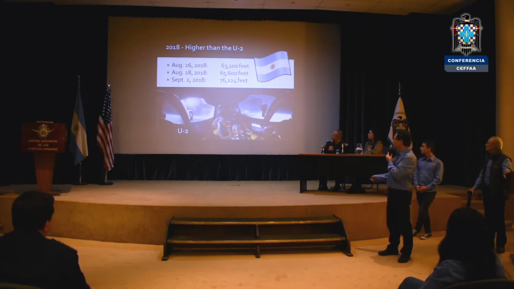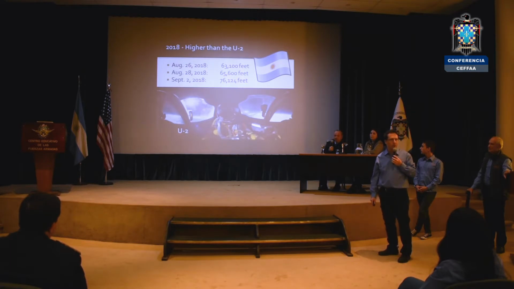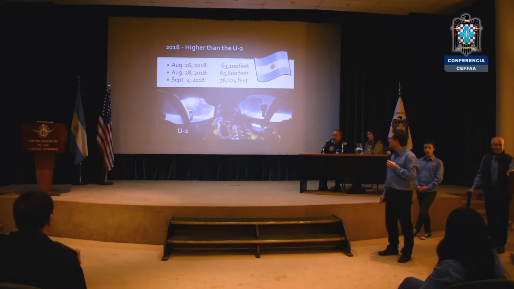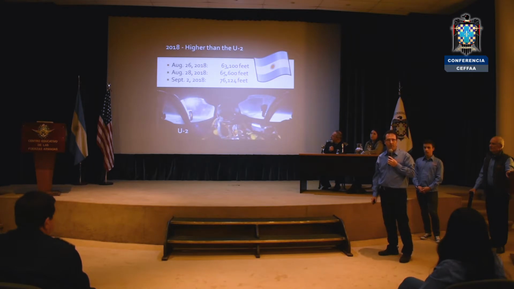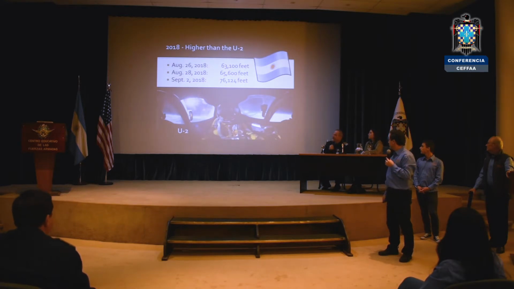So even at 76,000 feet, we were still going up, but we decided to use the brakes to come down. And the U-2 spy plane, the previous record for altitude in horizontal flight was 73,000 feet.